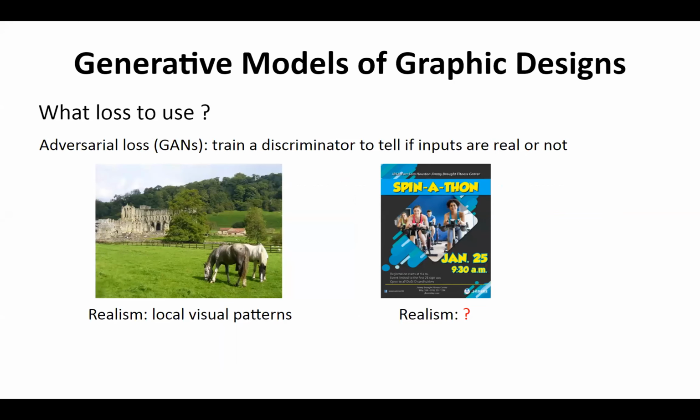Another choice is to use the GAN loss. The success of this loss relies on the performance of the discriminator, that is to say, how well the discriminator can determine the realism of input contents. For natural images, since they are just 2D projections of our world, their realism can be characterized by some local visual patterns. For example, the grass is mostly green, and the houses are on the ground, and these patterns can be well recognized by convolutional neural networks. However, for graphic designs, what makes a graphic design real is not well defined. The realism can be determined by both visual quality and functional effectiveness.